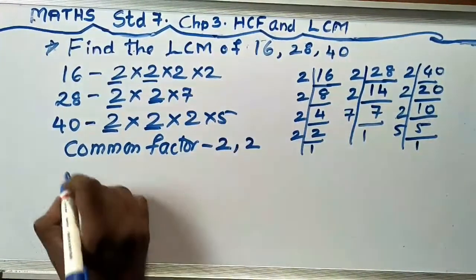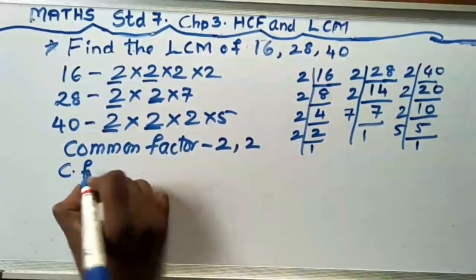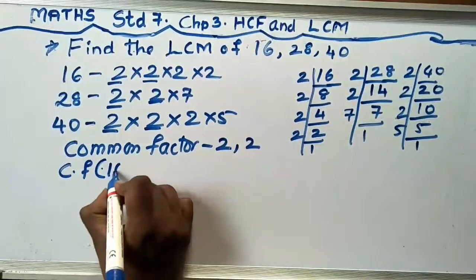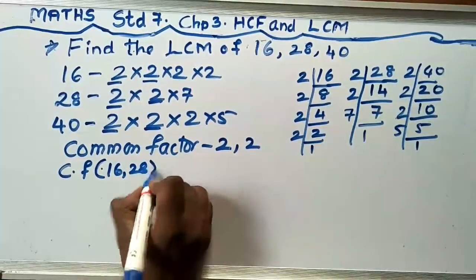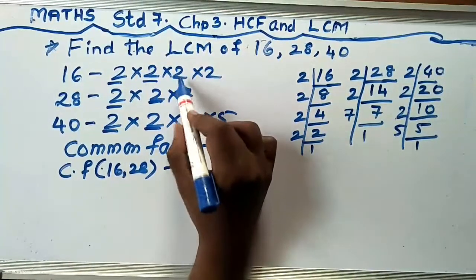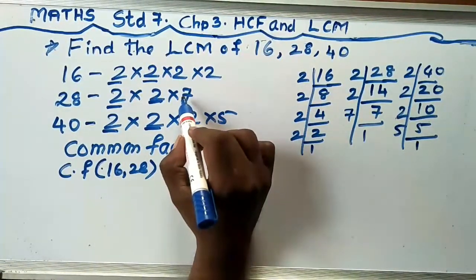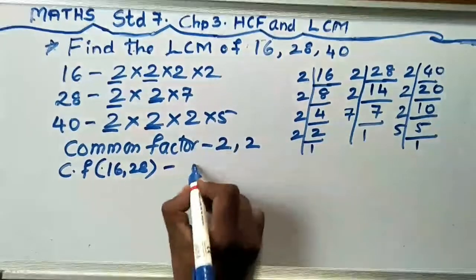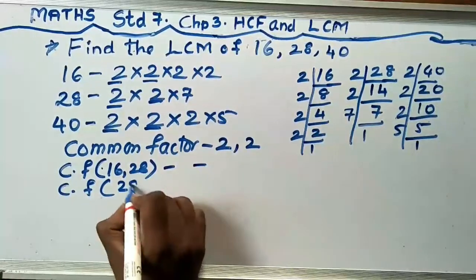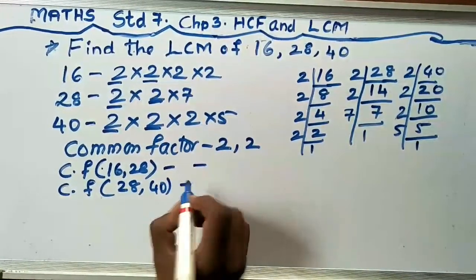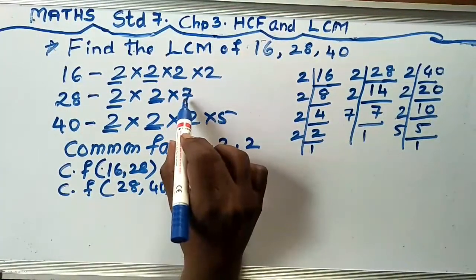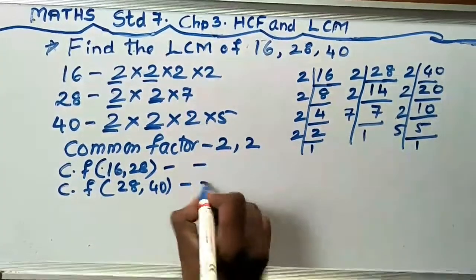Now we want to take the common factor of 16 and 28. I'll write in this way. First 16 and 28, what is common? There is no common because 7 is here. So here 7 is not here. So no common. Common factor of 28 and 40. In 28 and 40 again there is no common because only 7 is remaining in 28. 7 is not here. So no common here.